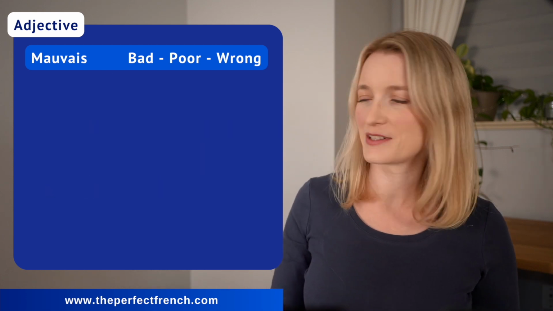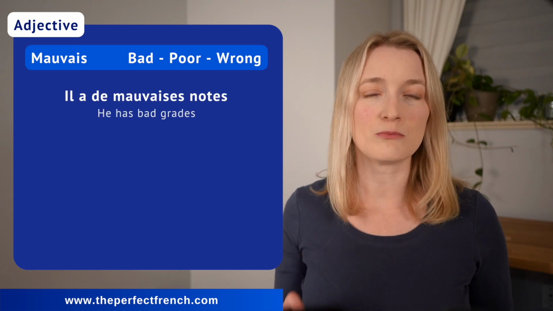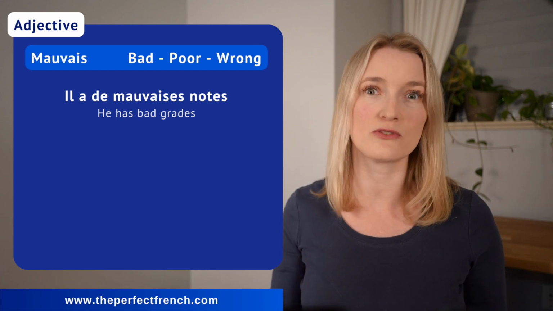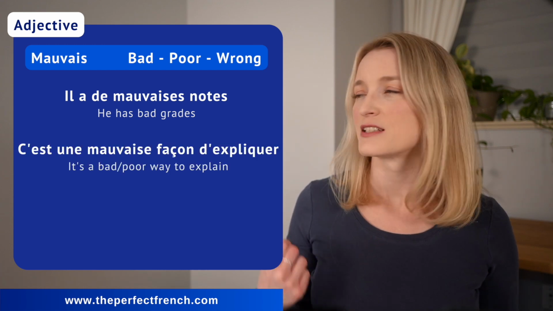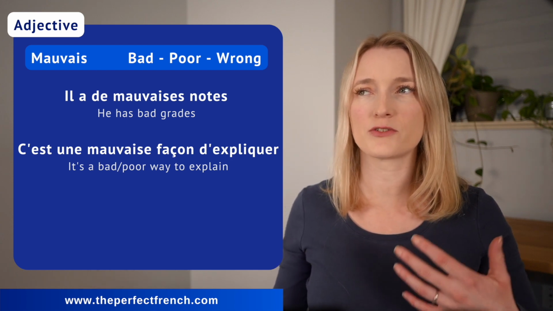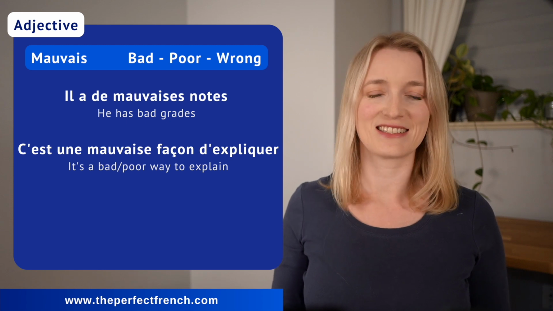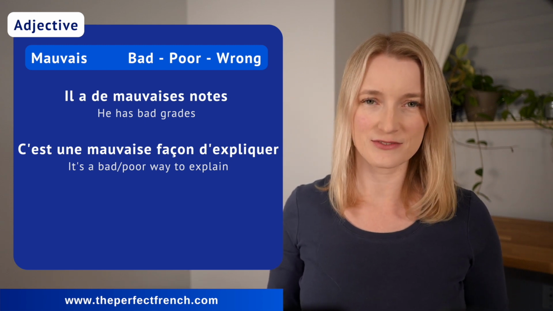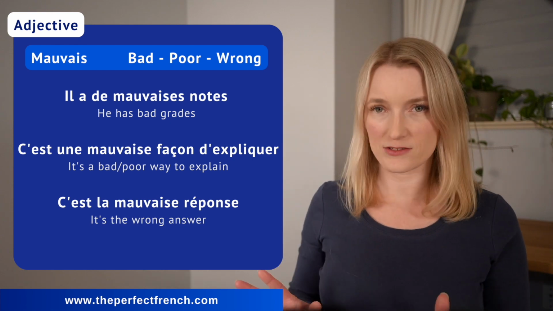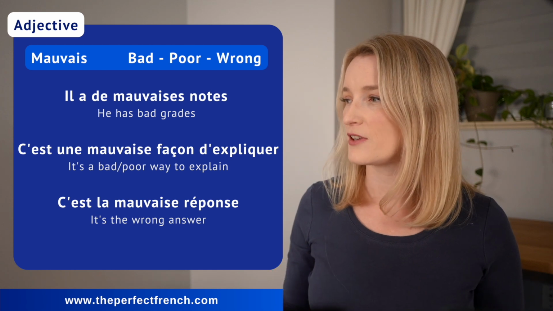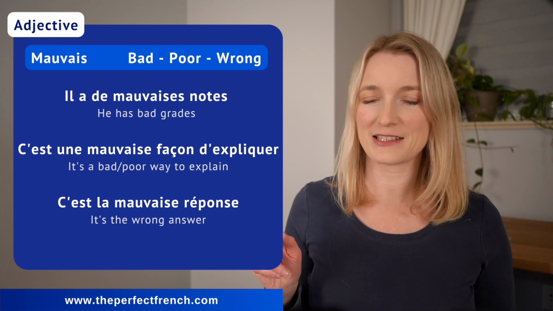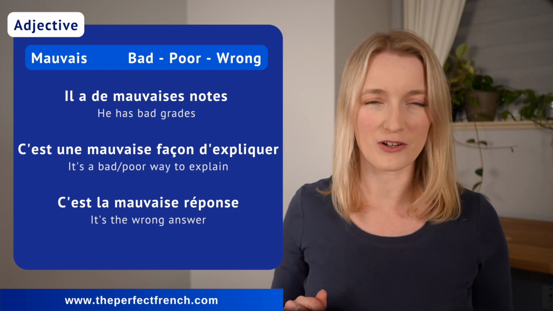Let's see 3 examples. Il a de mauvaises notes. He has bad grades. C'est une mauvaise façon d'expliquer. It's a bad, it's a poor way to explain. C'est la mauvaise réponse, it's the wrong answer. Okay? So we have bad, we have poor, and we have wrong.